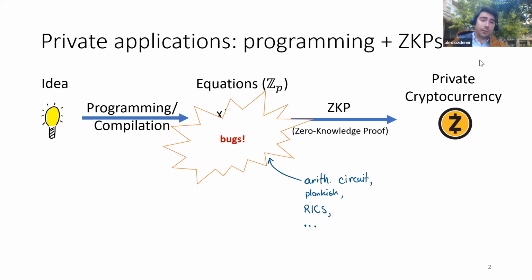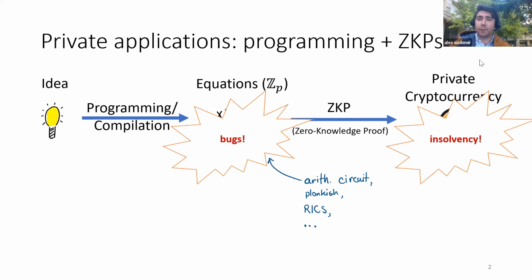It's totally reasonable to imagine that missing a single equation in the definition of, for example, Zcash would render the currency insolvent by allowing somebody to spend money that they're not authorized to spend, or by allowing them to spend the same money twice, or by allowing them to just print money out of thin air. So it's really easy to imagine that missing even one equation could totally compromise the integrity of the system.